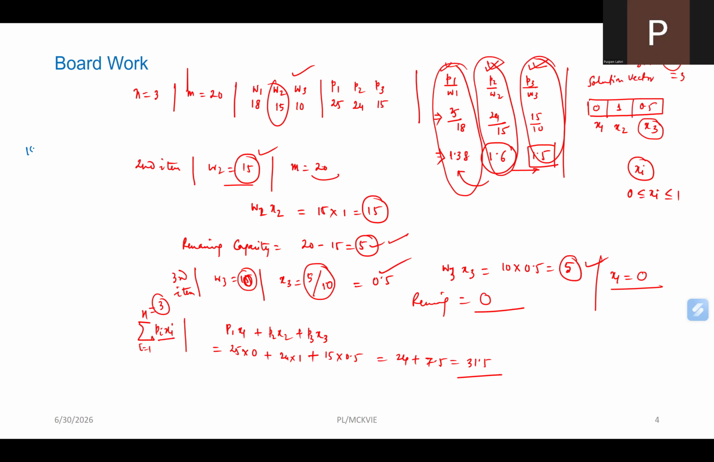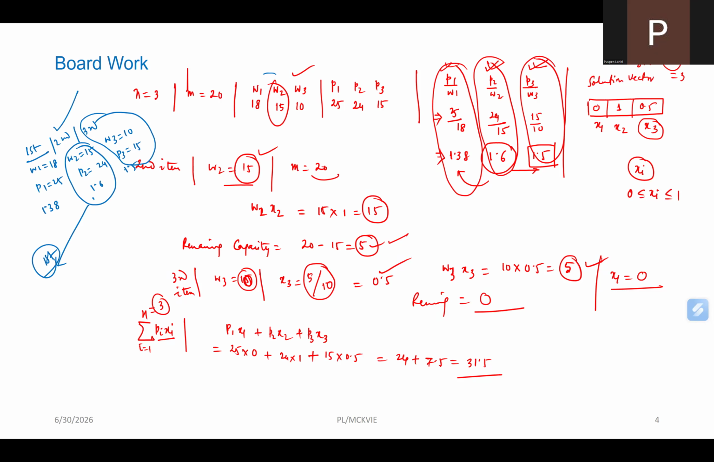As per our data, our first item, second item, and third item have these parameters: W1 equals 18, P1 equals 25, W2 equals 15, P2 equals 24, W3 equals 10, and P3 equals 15. After the ratio is computed, we have got the ratios as 1.38, 1.6, and 1.5. We have identified that the second item has the highest ratio. So to the computer, the entire set of the second item comes as the first item's values. So it is the first item to the computer.